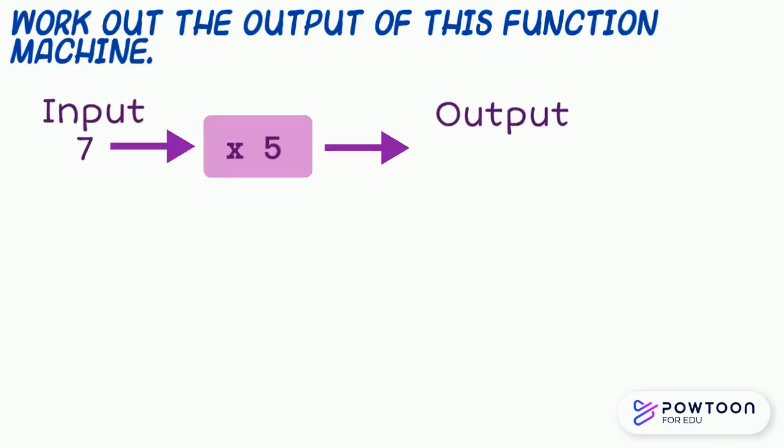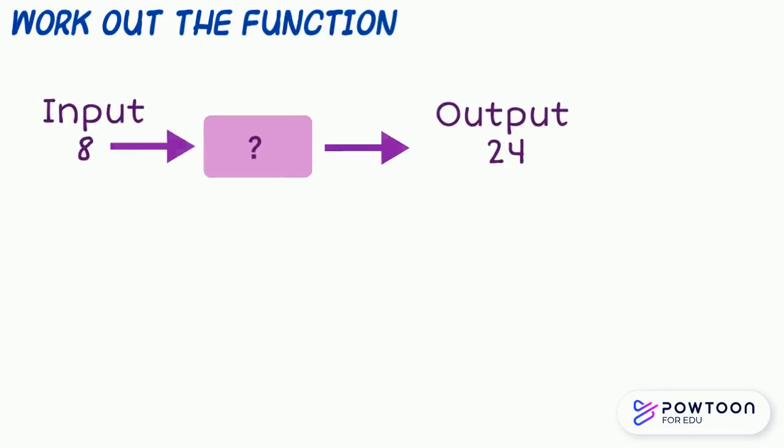In our second example, we again have a function machine where we start off with an input of 7. Our function is actually times by 5, and now we're looking for the output. So again, it just means take the 7, times it by 5, and we get an output of 35.